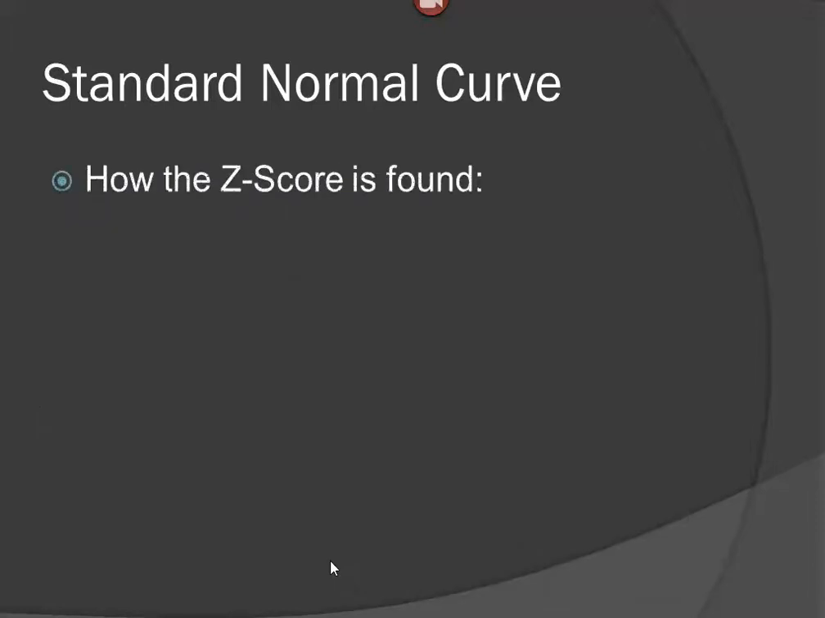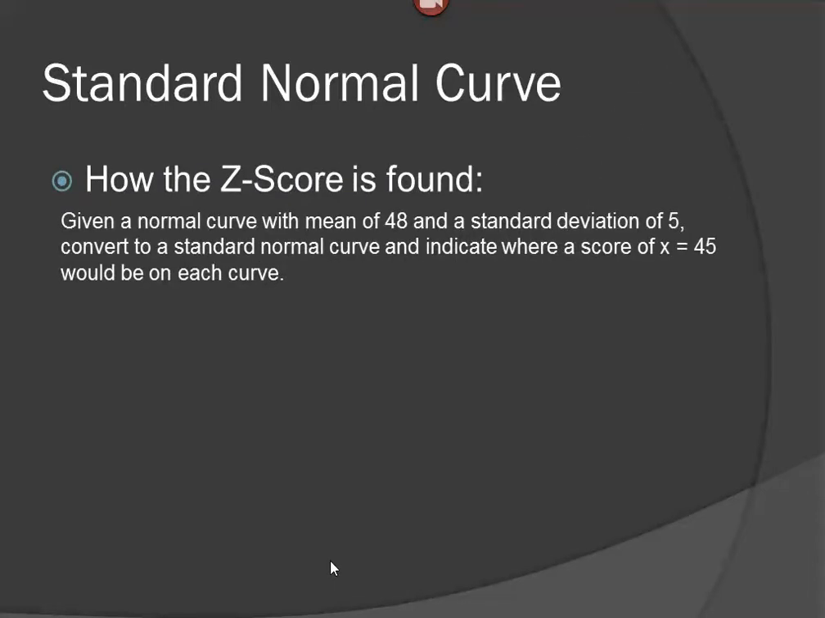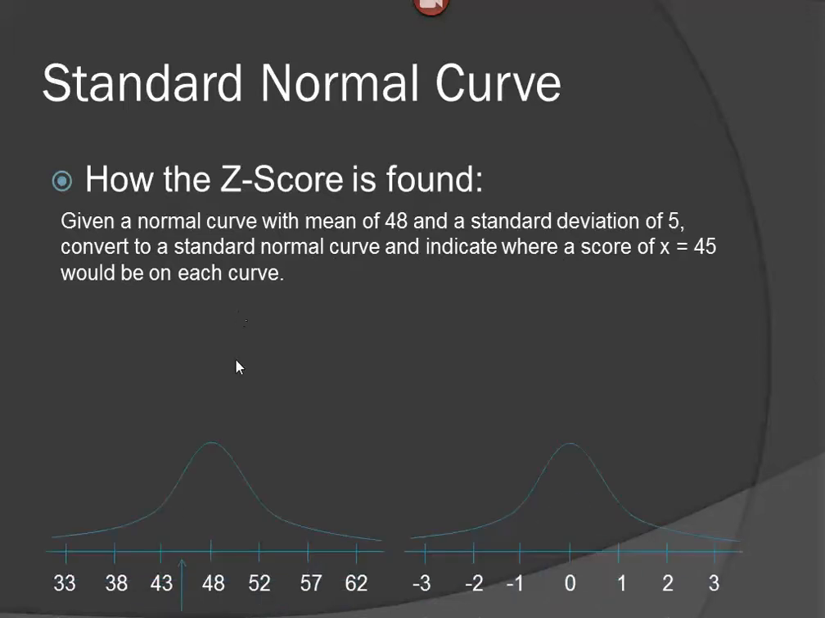So here's an example. If we know data has a normal distribution and the mean of that data is 48 and the standard deviation is 5, and we wanted to convert this to what it would be on the standard normal curve, we could do that. You can see that if I spread out, we get a standard deviation of 5. So here I'm adding 5 as I go to the right, subtracting it as I go to the left. We can see that 45 right here would be somewhere between 43 and 48.